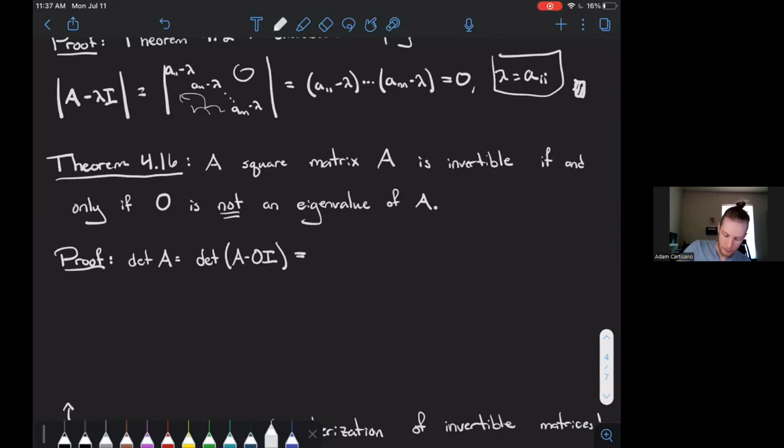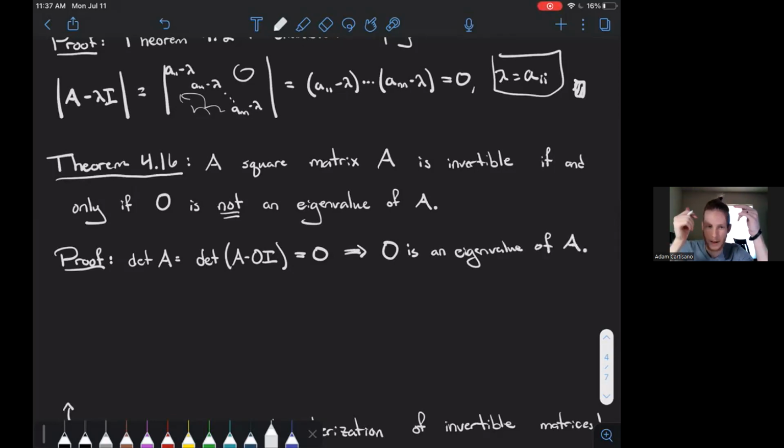Now, if this is equal to 0, then 0 was an eigenvalue of A. Now we just have to think hard about this with a bit of logic. Okay. So if the determinant of A, which is also the determinant of A minus 0I, is equal to 0, then 0 is an eigenvalue of A. But that means the determinant of A was equal to 0, so A was not invertible. In other words, if A is invertible, then this determinant cannot be equal to 0. But that's what the theorem says.